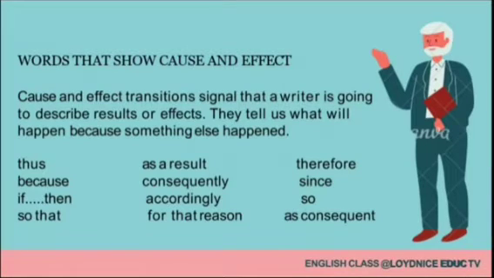Words that show cause and effect. Cause and effect transitions signal that a writer is going to describe results or effects. They tell us what will happen because something else happened. Examples: thus, as a result, therefore, because, consequently, since, if then, accordingly, so that, for that reason, as a consequence.